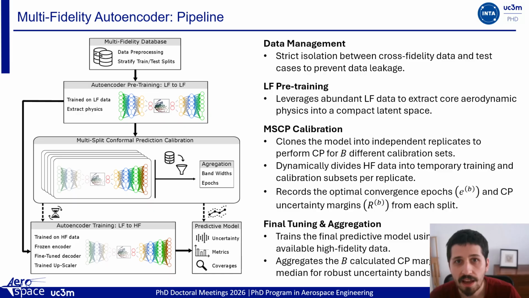Finally, we train the high fidelity autoencoder using all available high fidelity data and stop the training at the average convergence epoch obtained during the calibration. This lets us exploit the full dataset while controlling the overfitting. The uncertainty bounds are then obtained by aggregating the conformal margins from all our calibration runs.